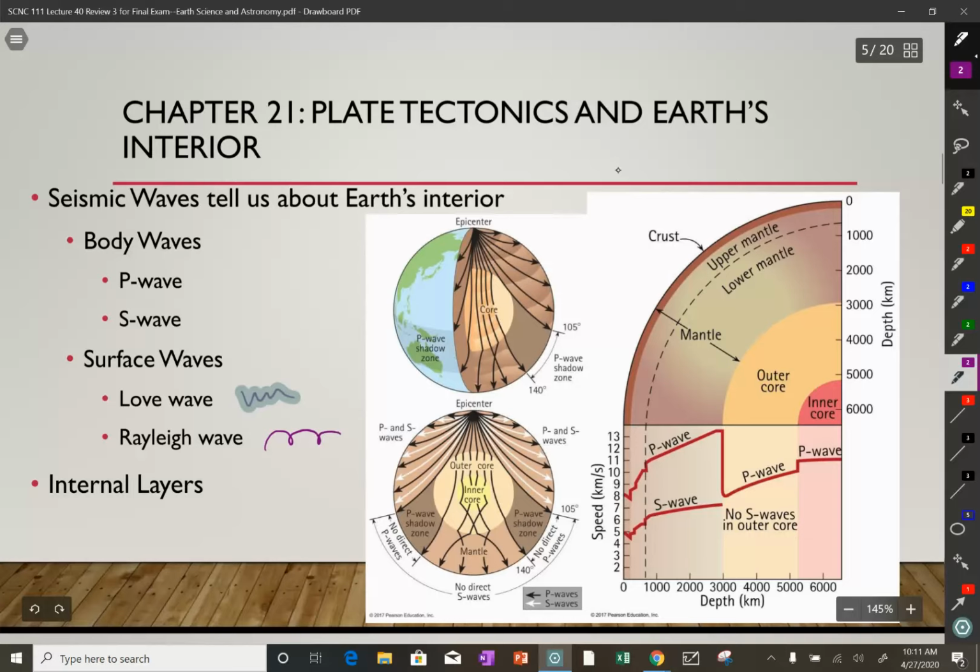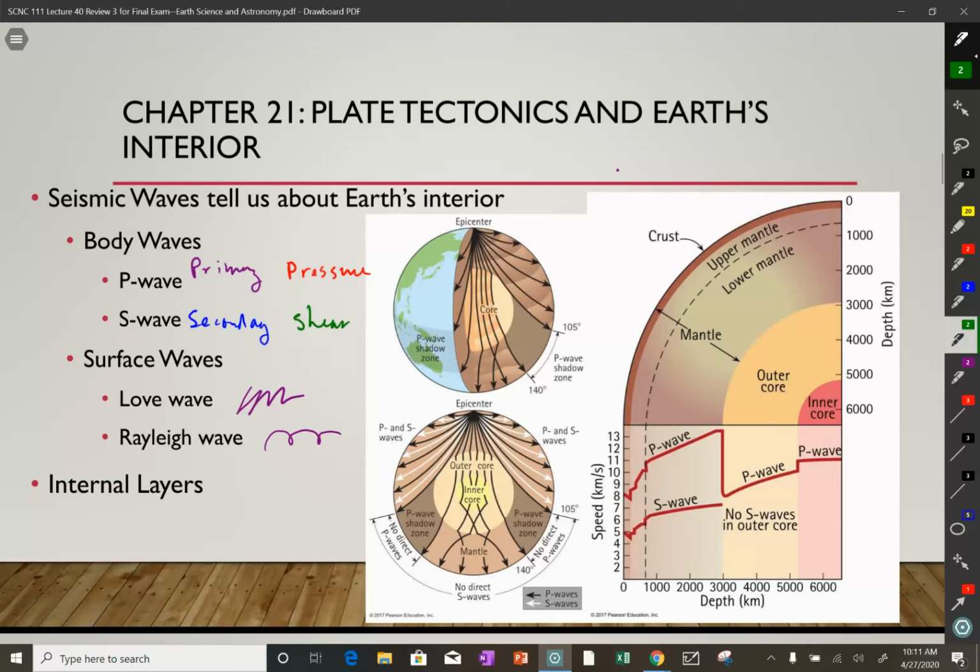And maybe I should make the Love waves look like this for jiggy-jaggy. I don't know, same difference. Those surface waves are what we feel, but the ones that go through the bulk of the Earth are P waves and S waves. P can stand for either primary, because it's the first, or pressure, because it's a longitudinal wave. S could stand for either secondary, because it's slower, so it's the second one that you get, or it can stand for shear, because it's a transverse wave. And so transverse waves cannot go through liquid.